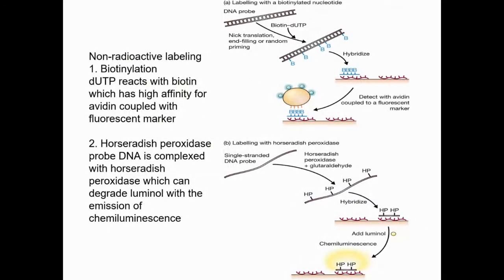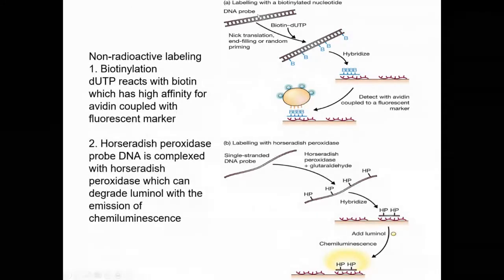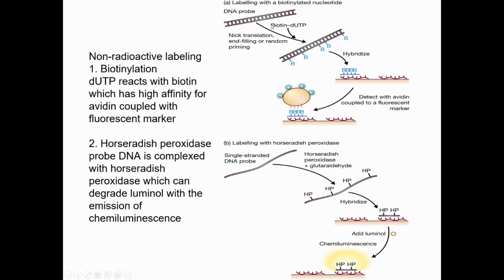And then you also have the non-radioactive labeling. We have two techniques. One is the biotinylation labeling. Basically, you have the biotin-labeled dUTP, and then you use the nick translation, end filling, or random priming to incorporate this biotin dUTP, so that these probes carry the biotin. So when these probes hybridize to the target, they carry the biotin.